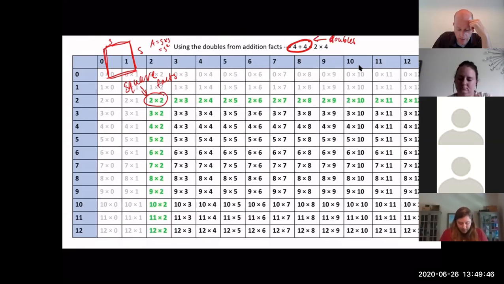So anything from doubles times 2 is going to be your 2. You can do 2 tables. You can just take the number and add it to itself. So those aren't too bad for the students to learn.